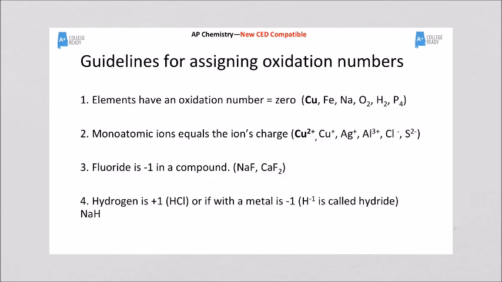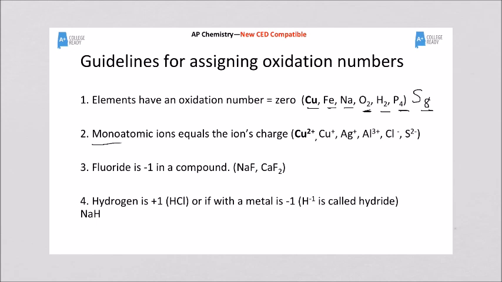Looking at these guidelines, anytime we have any form of an element, its oxidation number is zero. We've already seen copper, iron, sodium, and any diatomic molecule, of which there are seven, oxygen and hydrogen being two of them. Then there are some other forms of nonmetals called allotropes, like P4. Another one that comes to mind is S8. If you just have an atom of an element, even with an odd subscript, there's no overall charge, so they're all zero.